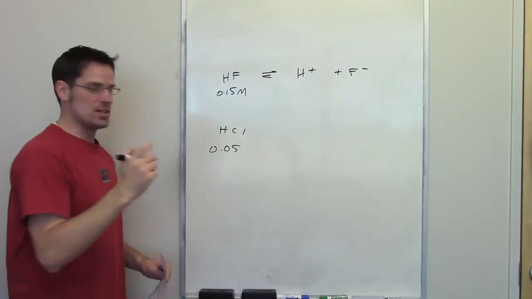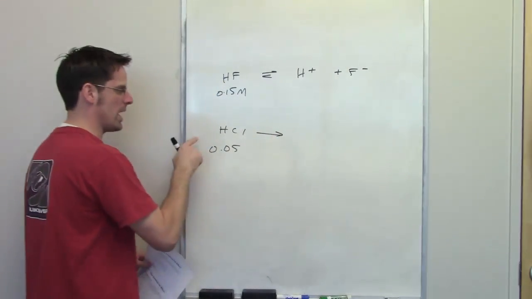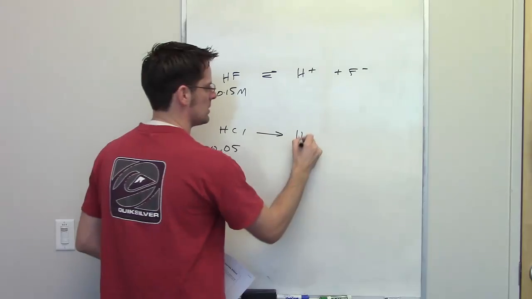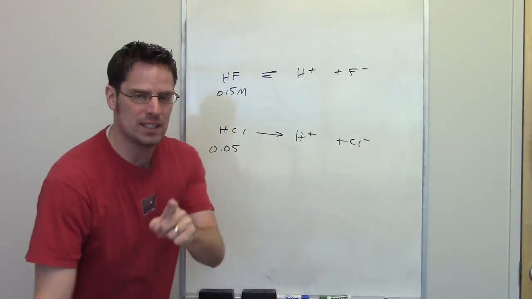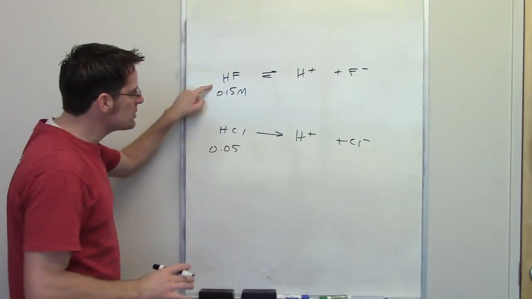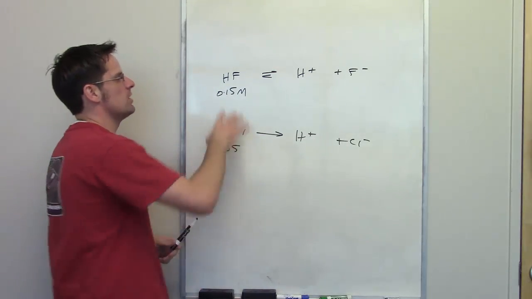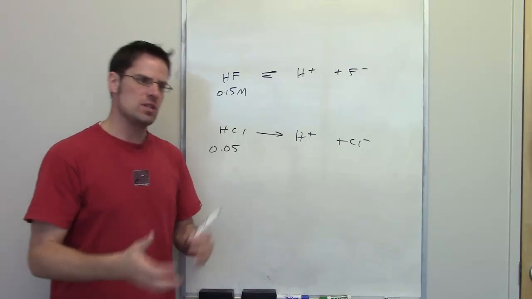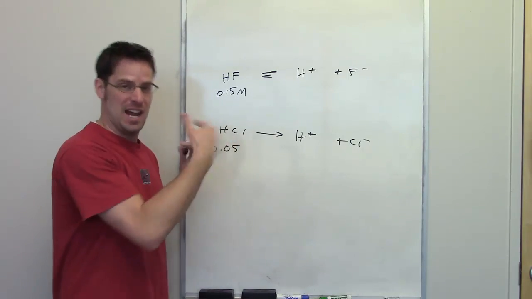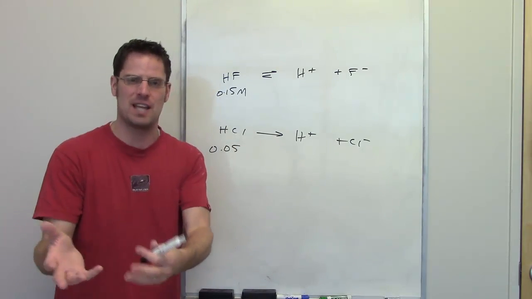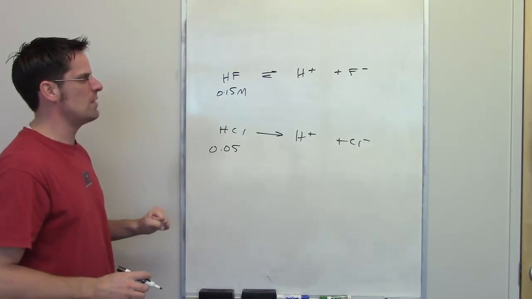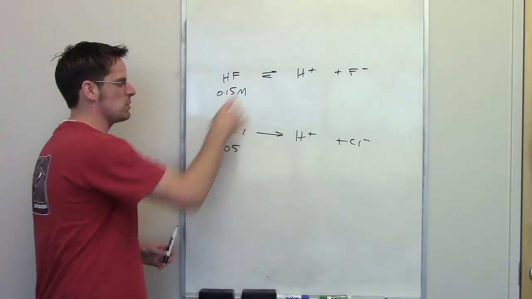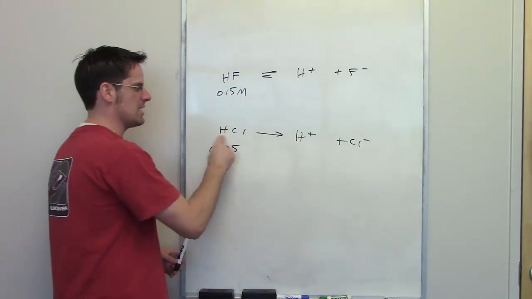HCl, in contrast, is a strong acid, which means it's going to have a one-way arrow and dissociate completely to form H plus and Cl minus. Now, if we want to calculate the pH of just a solution of HF, we would do that by using its Ka and an ice table, like we've done in the past. But this is different, because this is not just a solution of HF. This is a solution of HF in which we've also added HCl.